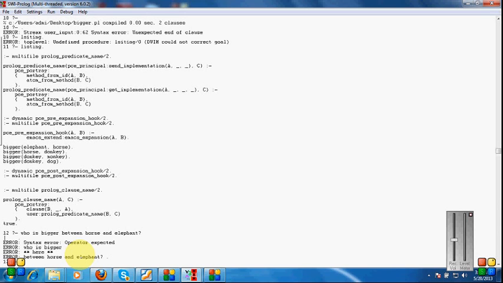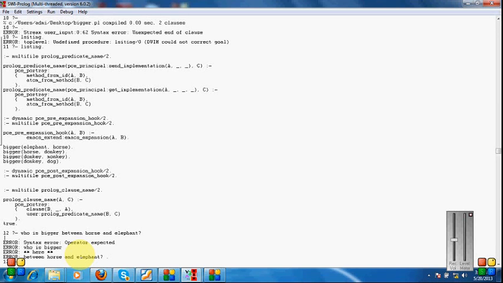Is it the case that elephant is bigger than horse? Is it the case that horse is smaller than elephant? Is it the case that horse is bigger than donkey? Is it the case that donkey is bigger than monkey and dog both? Like that, there are many questions which are based on this knowledge base. There are 4 facts, but more than 4 questions are possible. So how will I ask these questions?